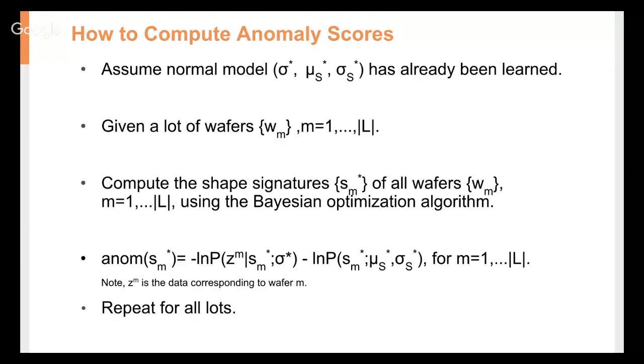Doesn't present a problem though, because we just consider them as on the scale less than any anomaly score that's less negative. So if we repeat this for all lots, then we can get an anomaly score for every single wafer, and every single sensor, and every single step, and every single tool in our data.